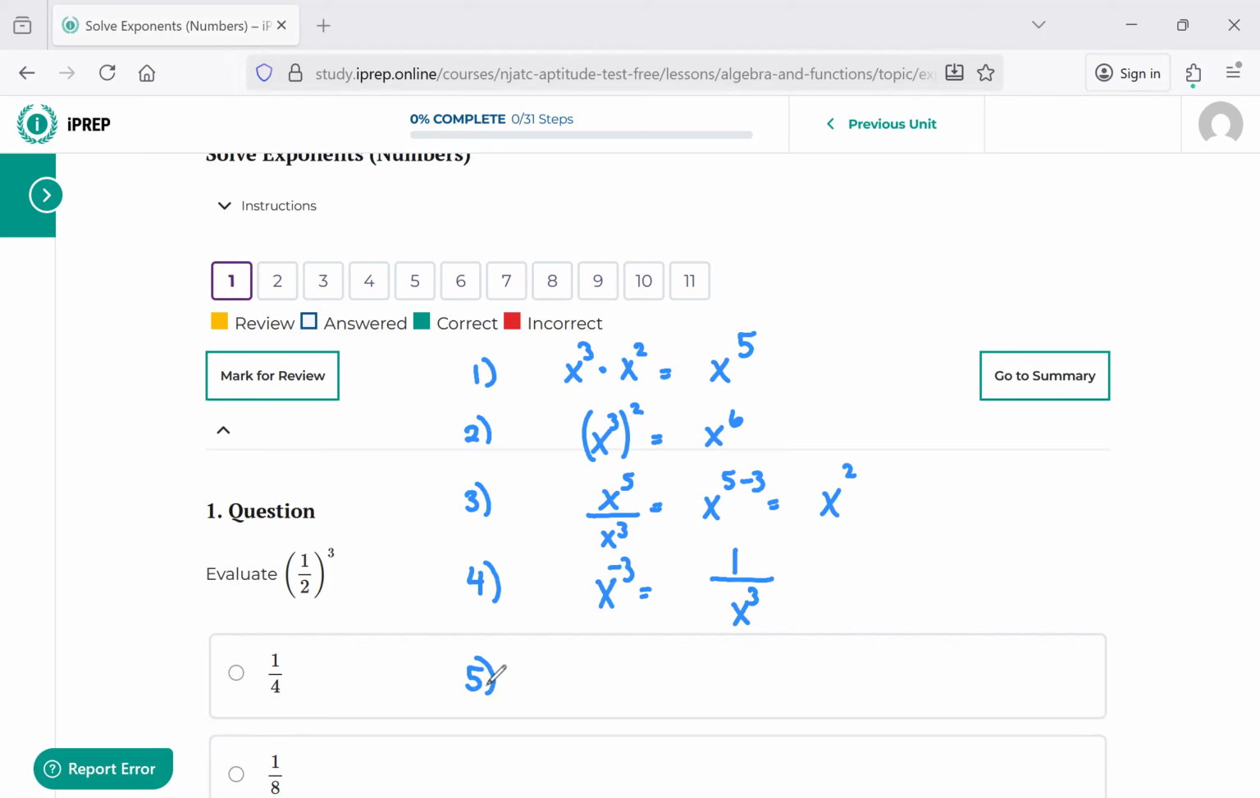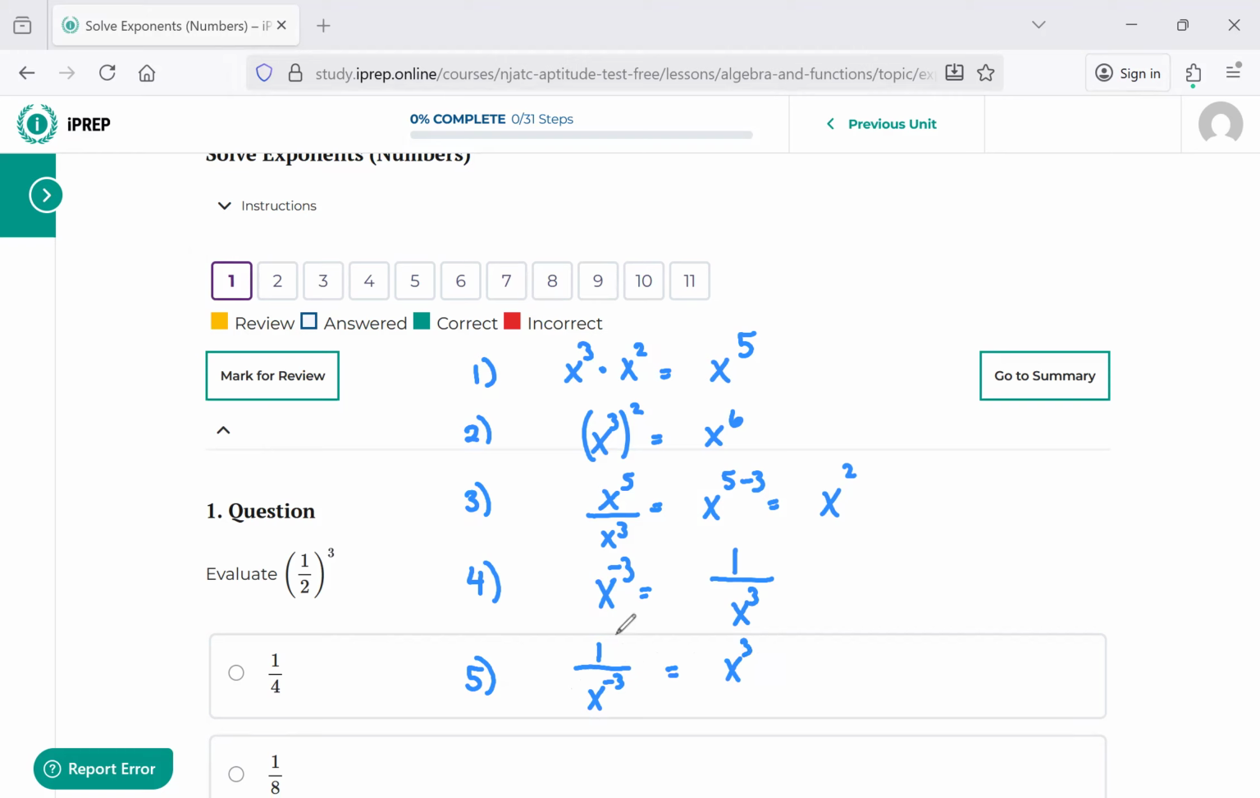And lastly, this is also important. If your negative exponent is on the bottom, so for example, if you have 1 over X to the negative 3, so if your negative exponent is on the denominator, it magically becomes positive. So this becomes X to the third.